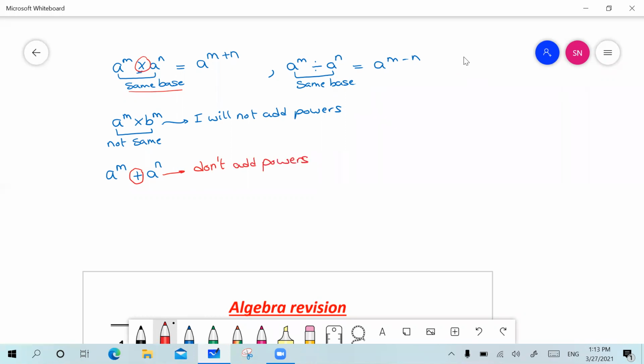The same goes for subtraction as well. For example, if I have a to the power of m minus a to the power of n, again, I am subtracting. So I cannot subtract powers. So here I do not subtract powers. I only go and subtract powers when I'm dividing the same base. So is this part clear until now? Or does anyone have a question?